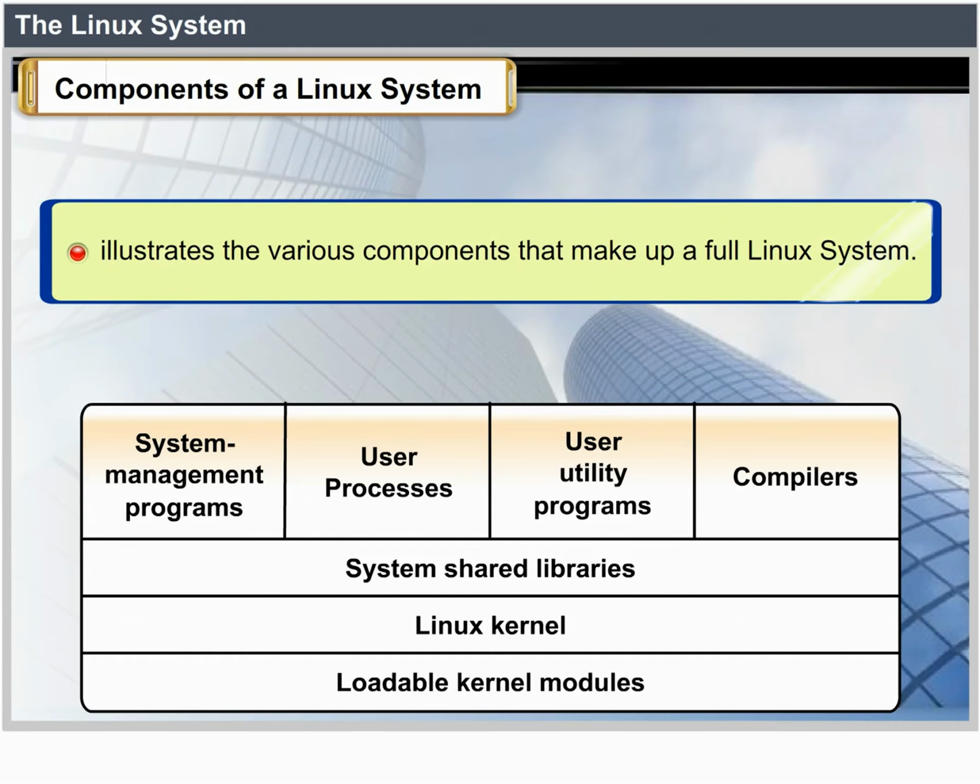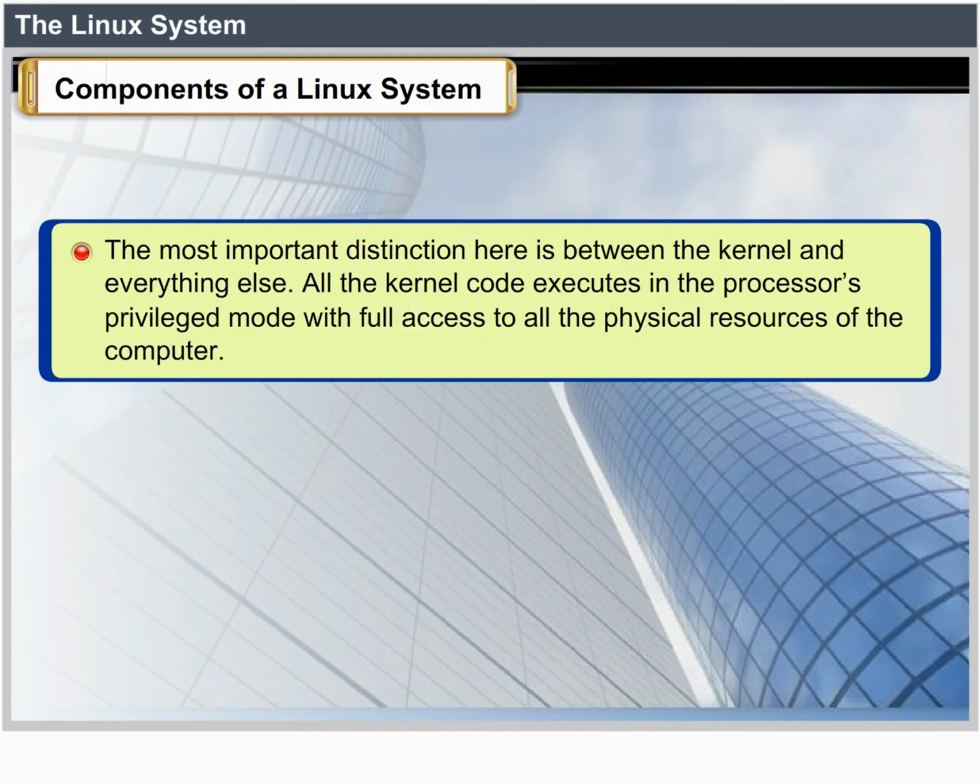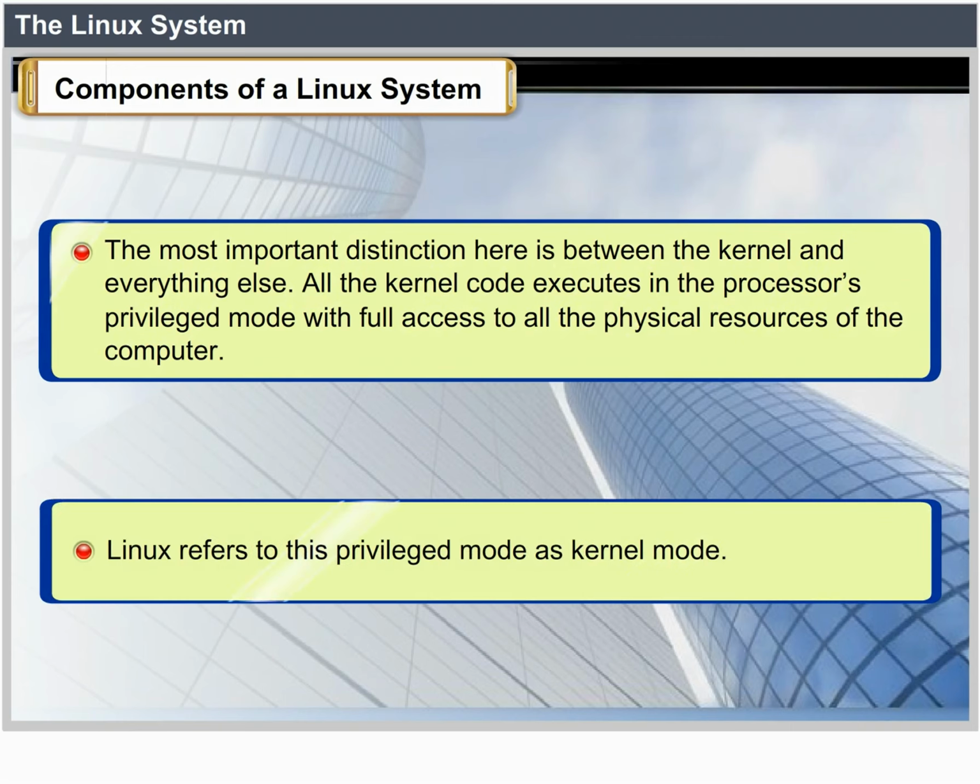The figure below illustrates the various components that make up a full Linux system. The most important distinction here is between the kernel and everything else. All the kernel code executes in the processor's privileged mode with full access to all the physical resources of the computer. Linux refers to this privileged mode as kernel mode.